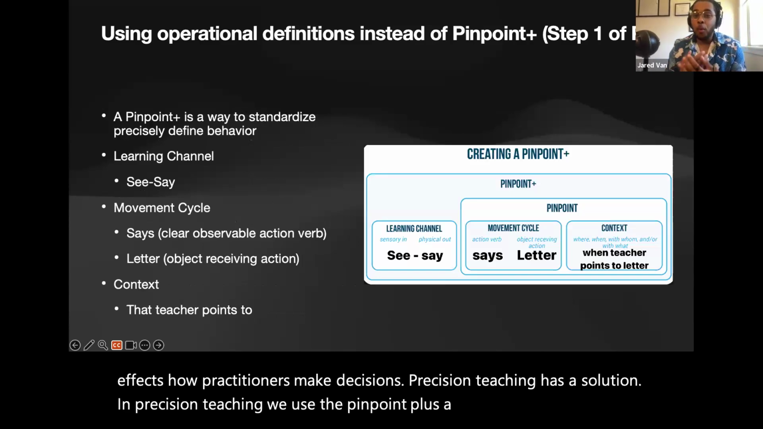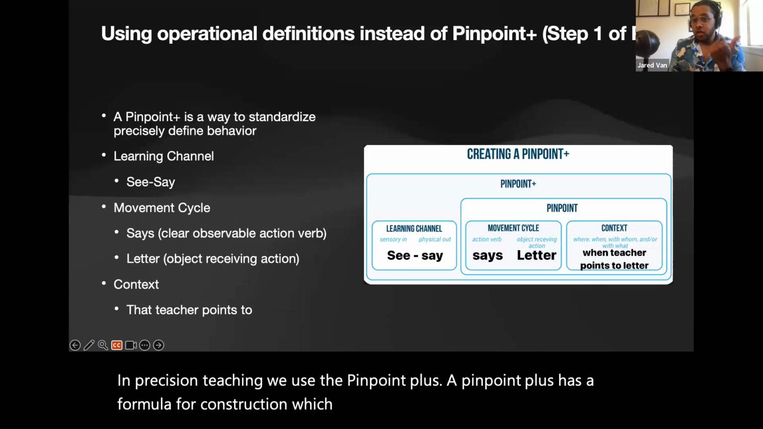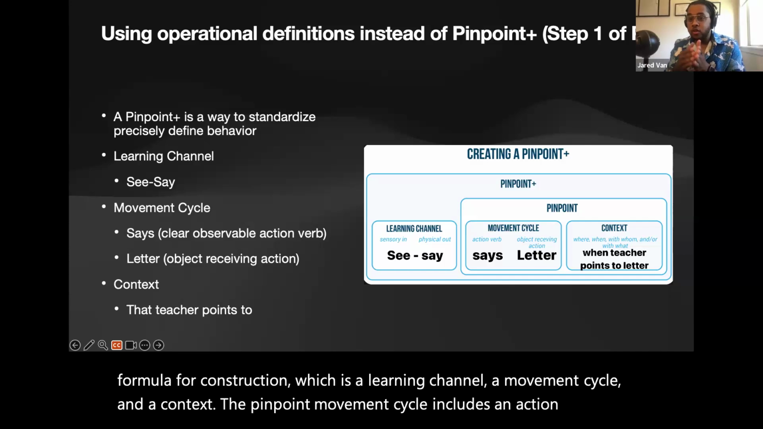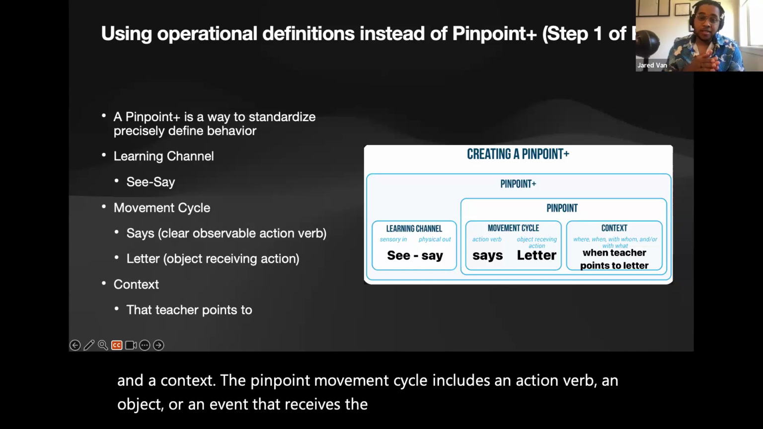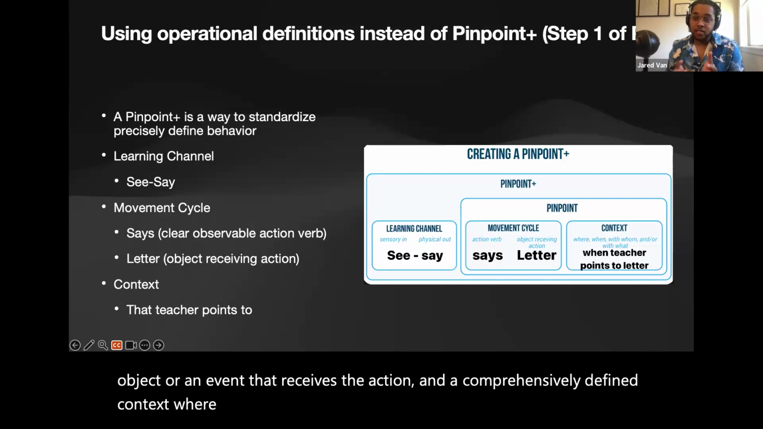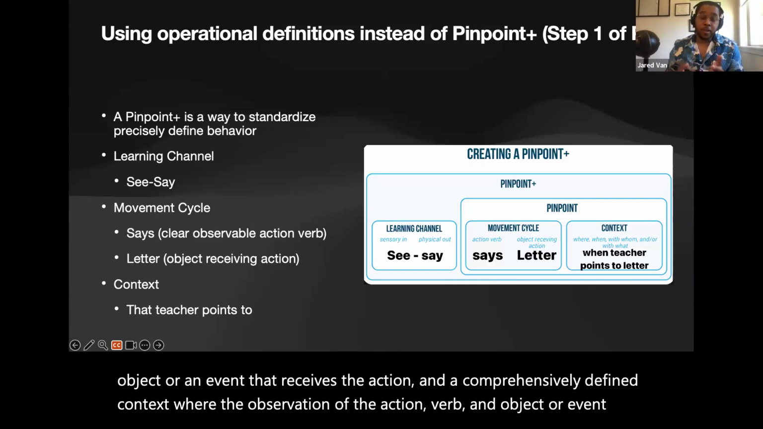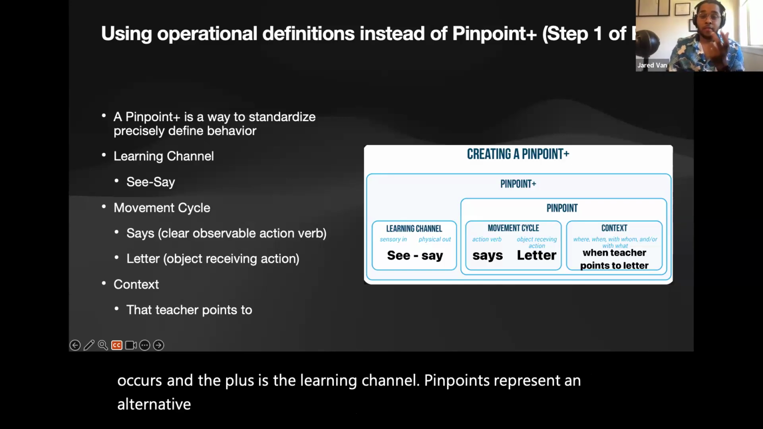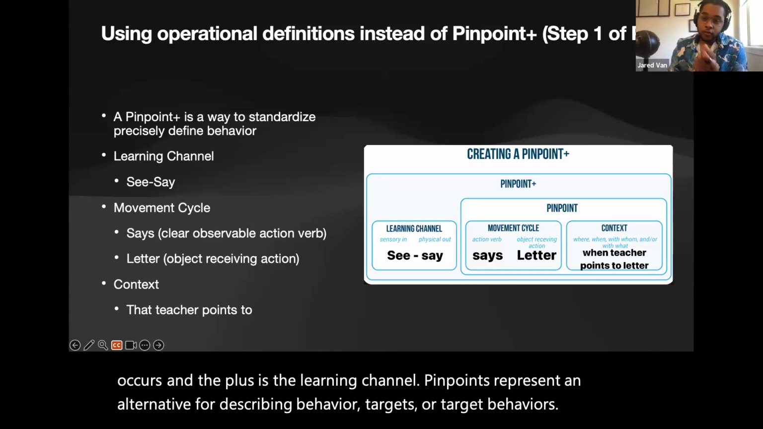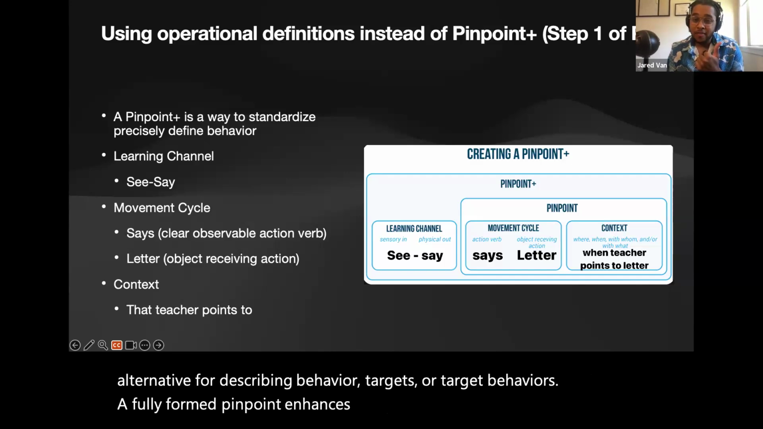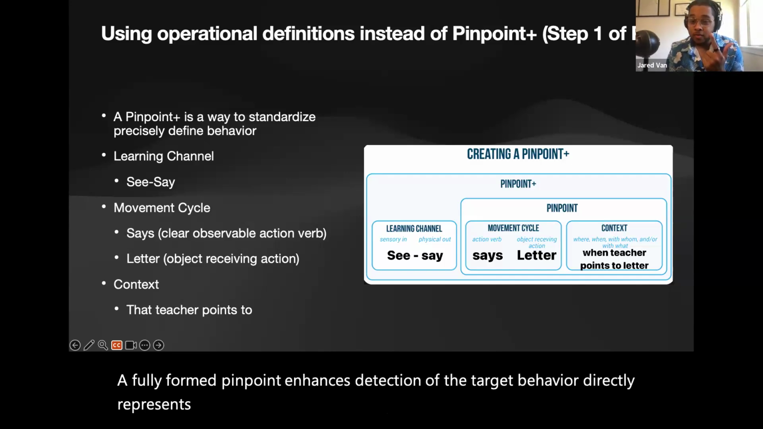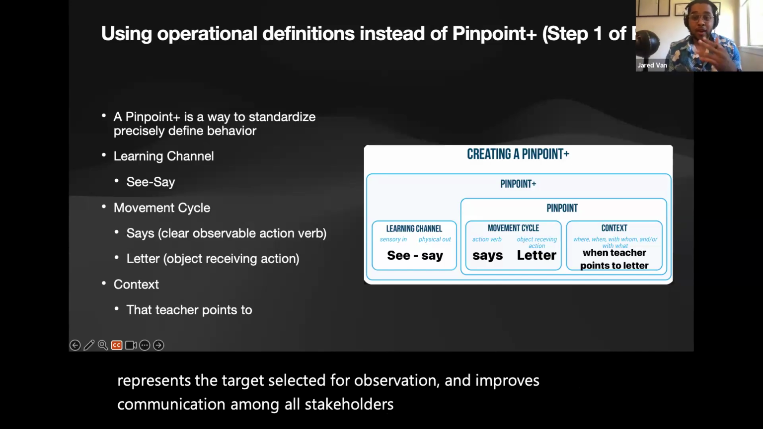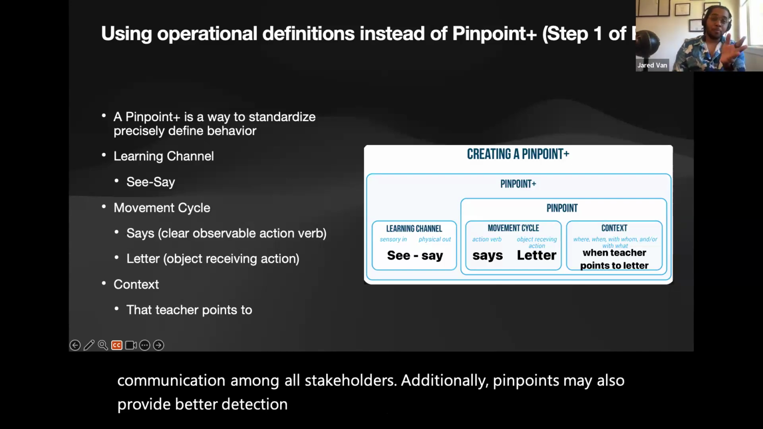A pinpoint plus has a formula for construction, which is a learning channel, a movement cycle, and a context. The pinpoint movement cycle includes an action verb, an object or an event that receives the action, and a comprehensively defined context where the observation of the action verb and object or event occurs. And the plus is the learning channel. Pinpoints represent an alternative for describing behavior targets or target behaviors. A fully formed pinpoint enhances detection of the target behavior, directly represents the target selected for observation, and improves communication among all stakeholders. Additionally, pinpoints may also provide better detection accuracy than operational definitions.